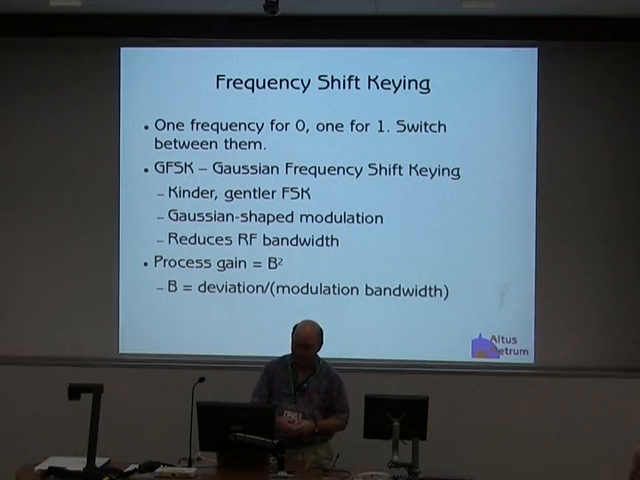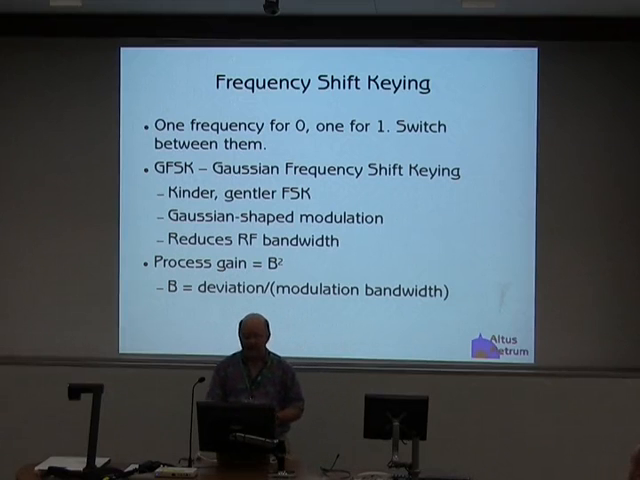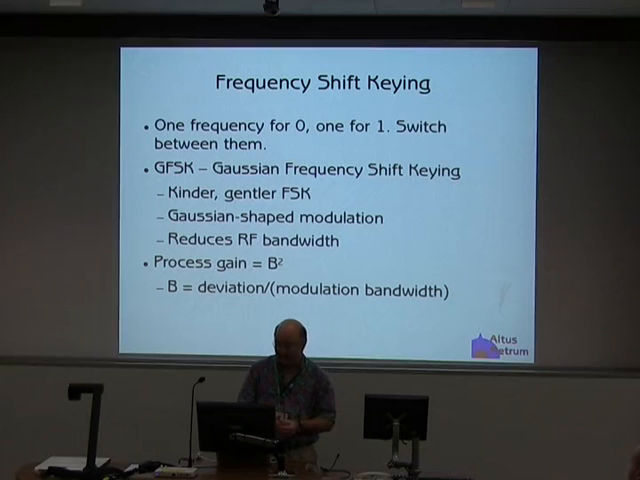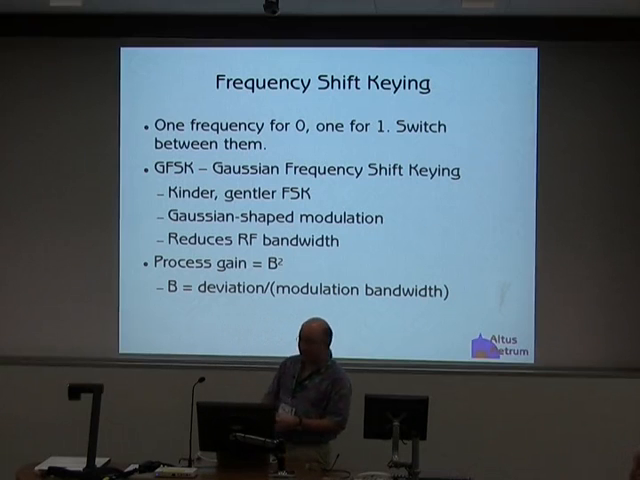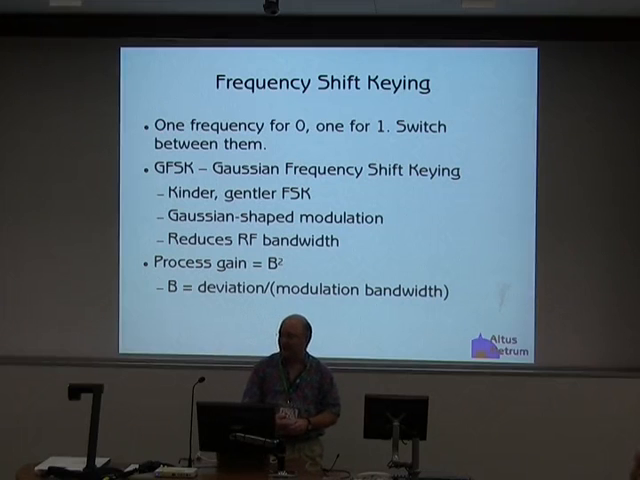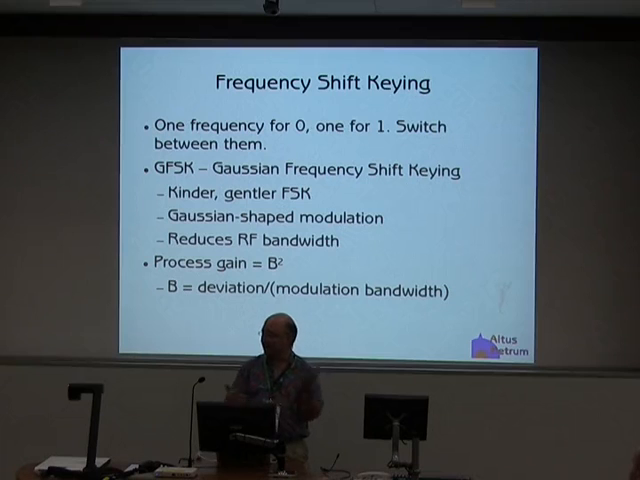The process gain for frequency shift keying, and in fact any FM system, I could not get a beta in this font, and I'm really annoyed with that, so I'm using capital B here. Please apologize. The process gain is B squared, where B is just the ratio of the deviation, so if you're deviating by 5 kilohertz, divided by the modulation bandwidth. So if you have a 10 kilohertz signal and a 10 kilohertz modulation, then your process gain is unity. You don't get any gain. You don't get any win from that.